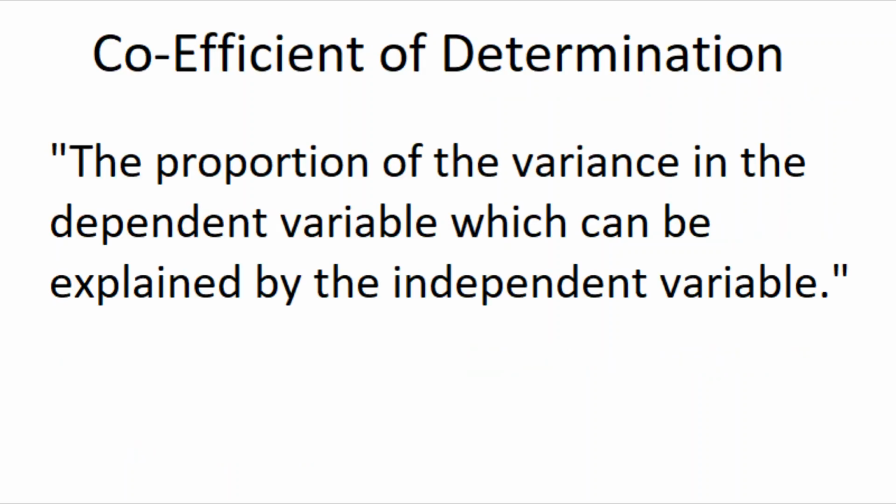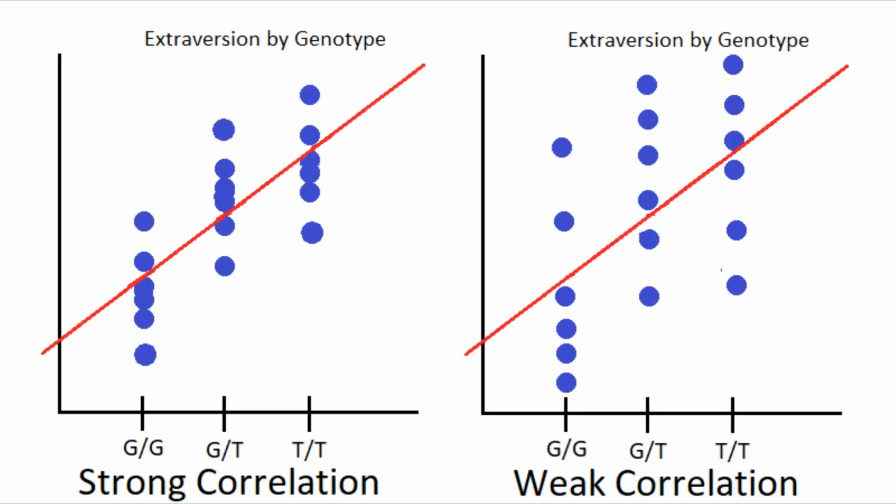The proportion of the variance in extraversion, which can be explained by the genotype of the SNP, is called the coefficient of determination. A higher coefficient of determination usually looks like the points in the graph hug the line of best fit closer, whereas with a lower coefficient of determination, the points are more dispersed.